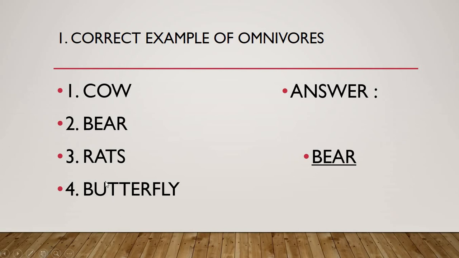So this way I'll give you options to confuse you. If you have read the question answers, the 2 example answers, you should know which one is correct. Please repeat this once after me. Correct example of omnivore, answer bear.